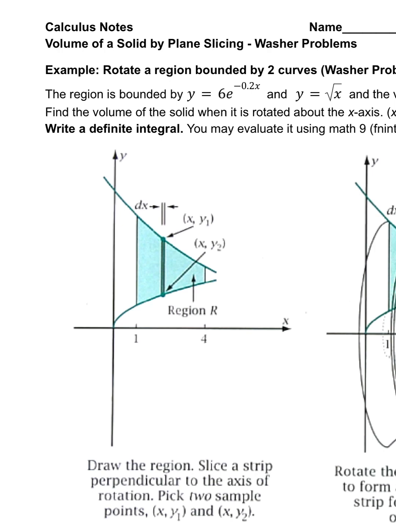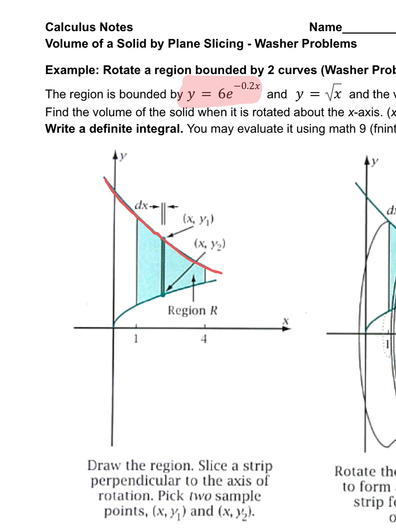Hello, Calculus. Today we're going to learn how to rotate two curves around an axis and find that volume. So the first thing we have to do is figure out where the region is. We are dealing with this curve right here. This is a decreasing exponential function. I'm going to highlight that in red. So our decreasing exponential function is right here.